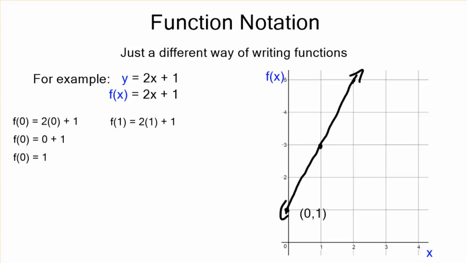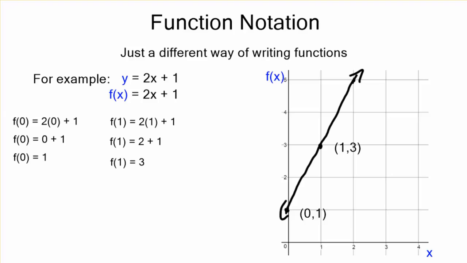Let's try plugging in 1. The f of 1 is going to be 2 times 1 plus 1. 2 times 1 is 2, 2 plus 1 is 3. So if x is 1, then the f of 1, or y, is going to be 3. There's your other point, 1, 3.